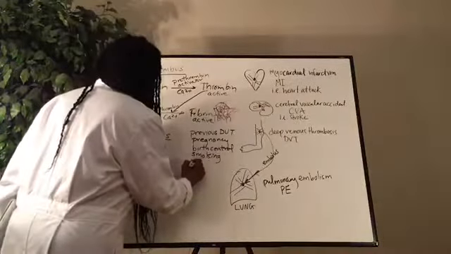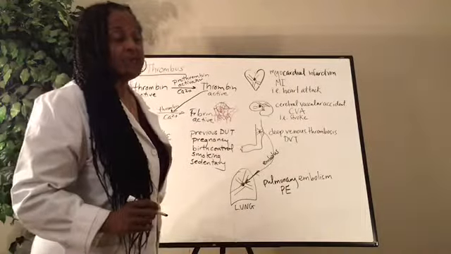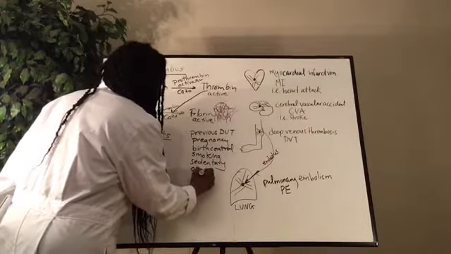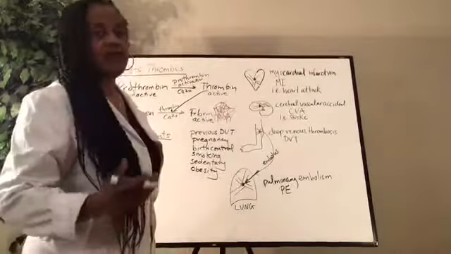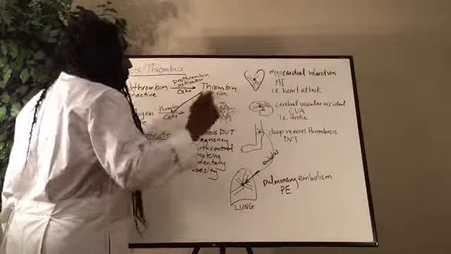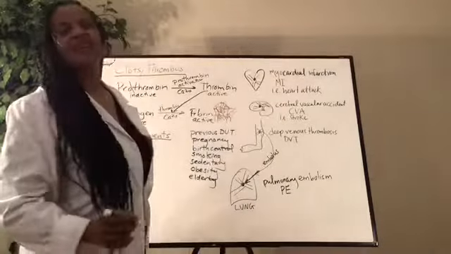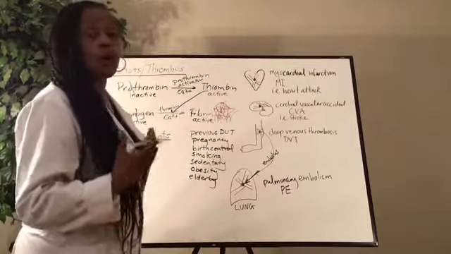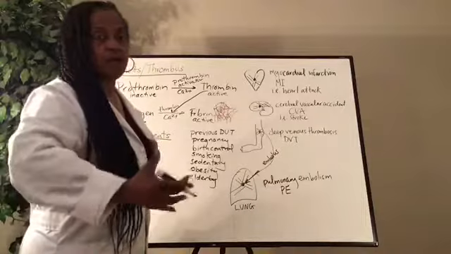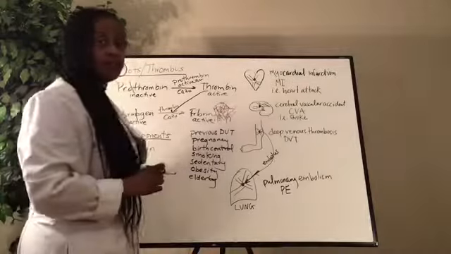Sedentary lifestyle. Just sitting around, not exercising, not moving, DVT. Obesity, right? Real heavy, you're not moving, so that can set you up for DVT. Being old, elderly, mainly because the elderly, A, they don't drink enough water, B, they don't move enough, and C, usually they're more in the obese range. So that's a lot of factors that can set one up for DVT.